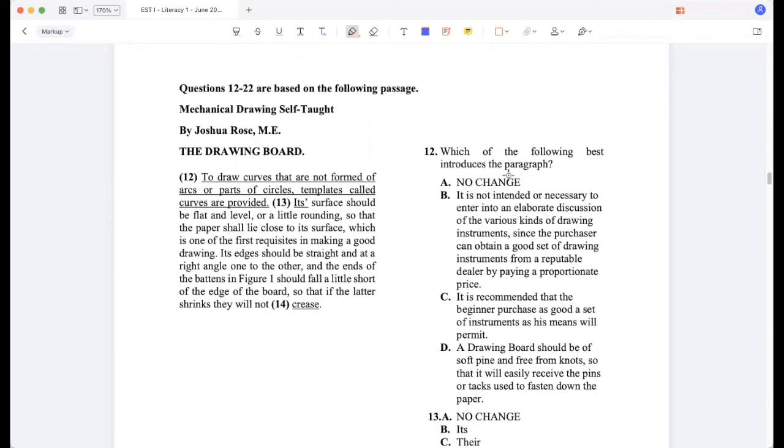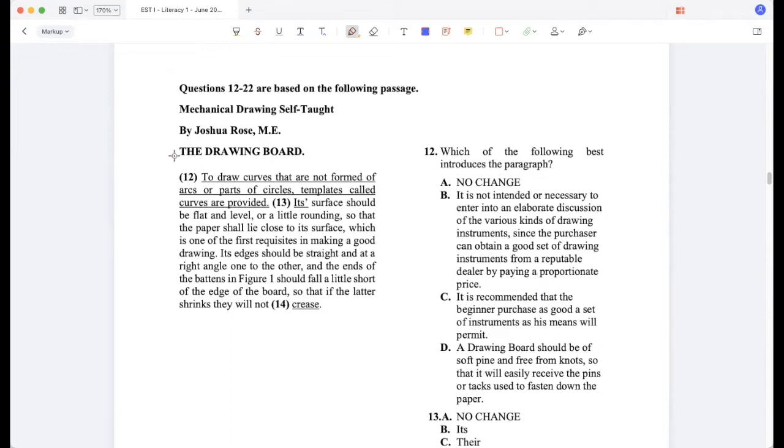Which of the following best introduces the paragraph? It is not intended or necessary to enter into an elaborate discussion of the various kinds of drawing instruments, since the purchaser can obtain a good set of drawing instruments from a reputable dealer by paying a proportionate price. It is recommended that the beginner purchase as good a set of instruments as his means permit. A drawing board should be of soft pine and free from knots so that it will easily receive the pins or tacks used to fasten down the paper.